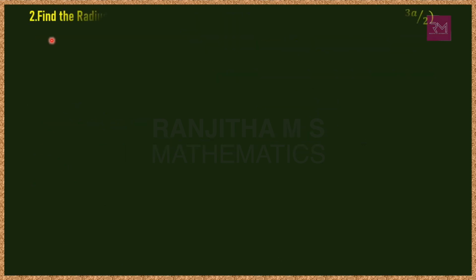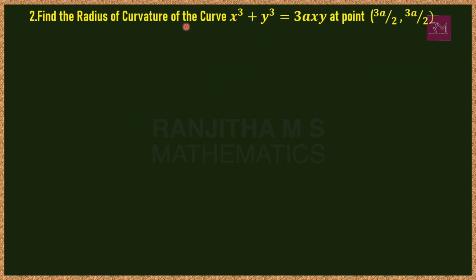Here is the next problem. Find the radius of curvature of the curve x cube plus y cube, which is equal to 3a xy at the point 3a by 2, 3a by 2. Here they have given at the point 3a by 2, 3a by 2. At this point, we have to find the radius of curvature for the given Cartesian curve. Here what's the first step?